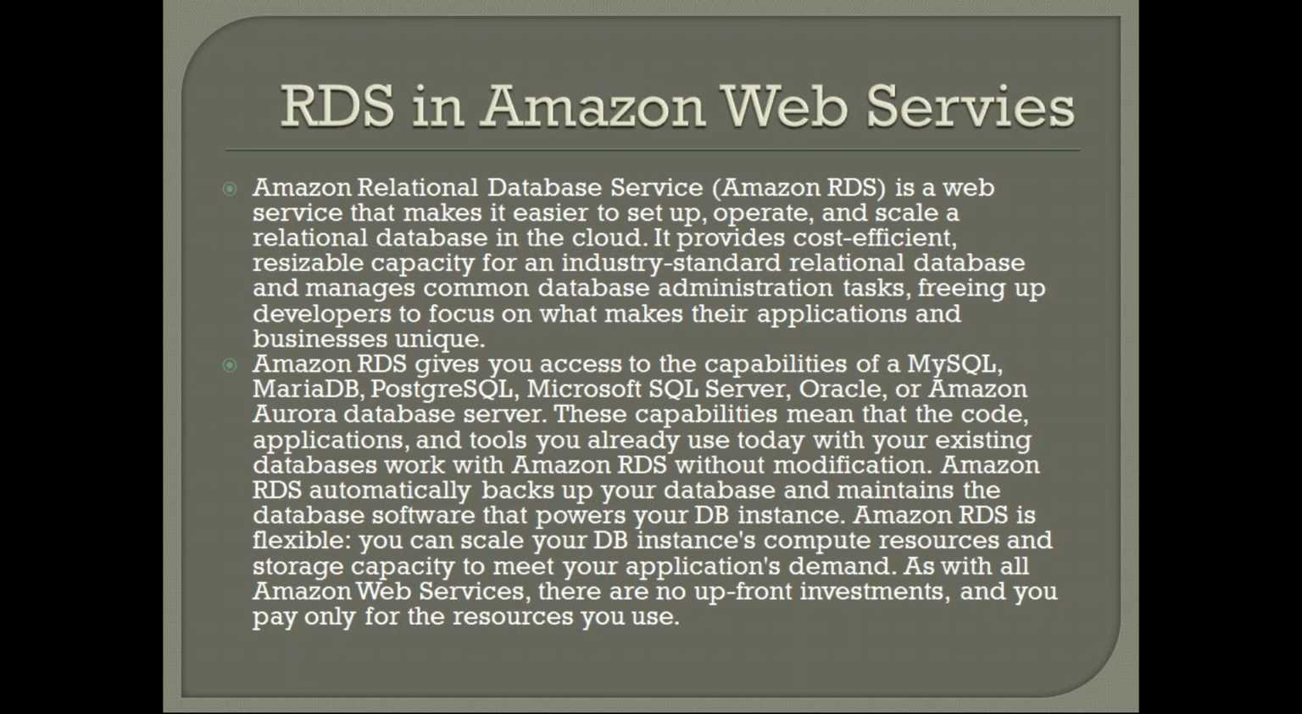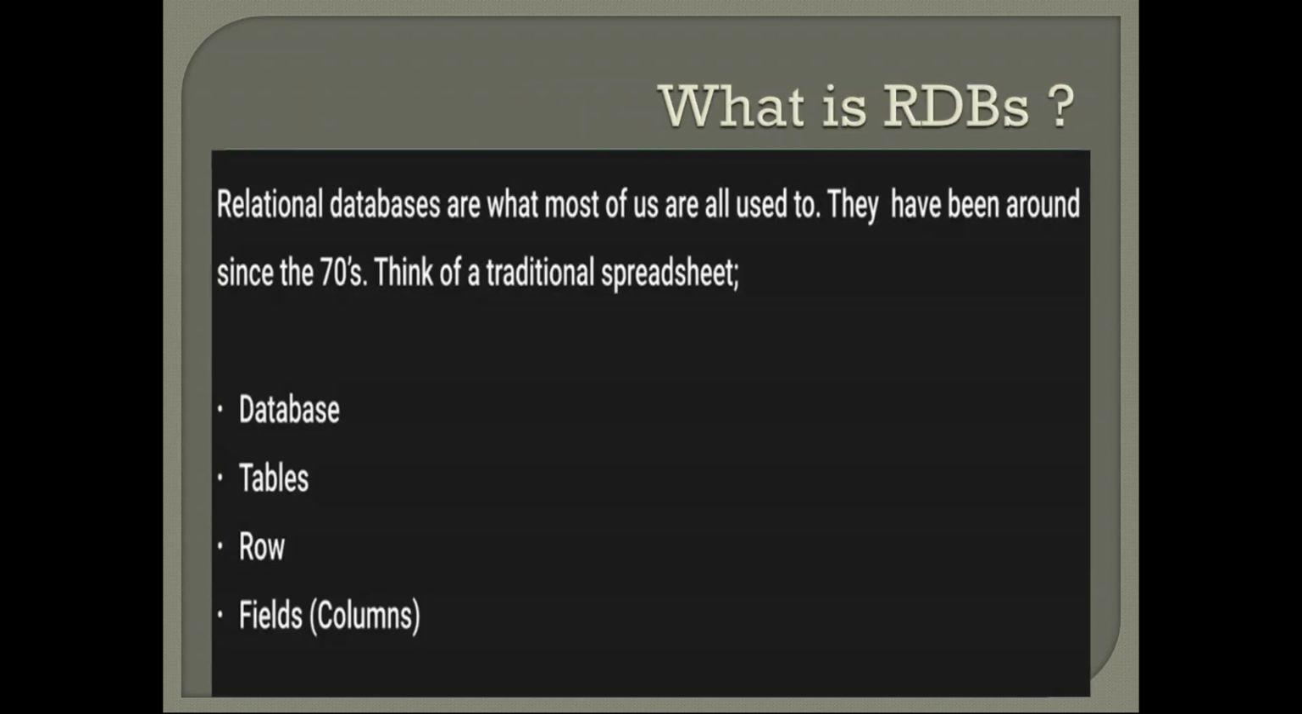You simply go to the Amazon DB instance and add the compute resources. For example, you can add CPU, you can add memory, depending upon the application's demand. The only thing is you need to pay only for the resources that you are using and for the required amount of time which you are using the resources.